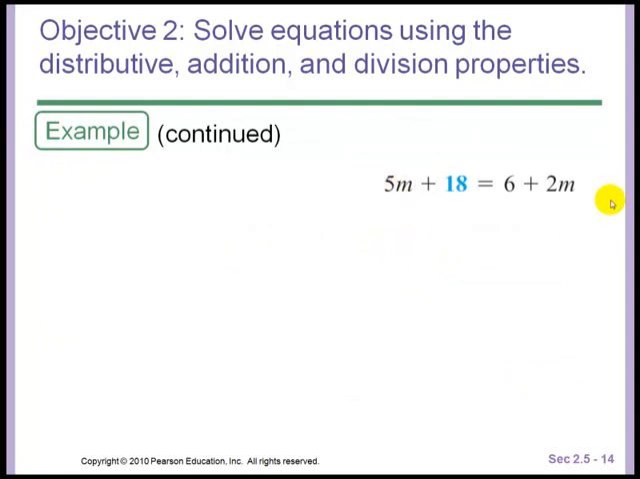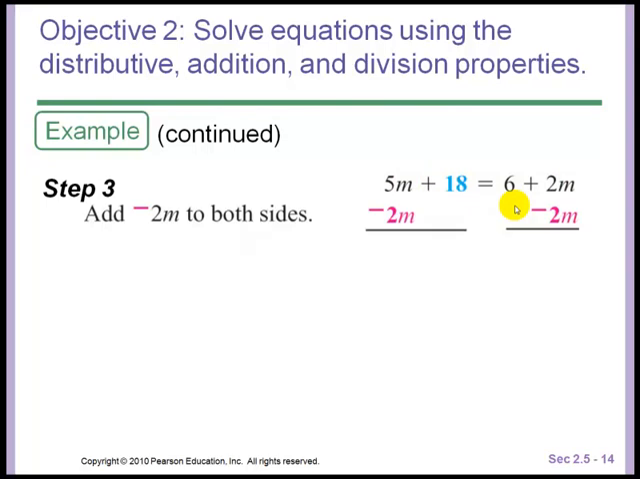Now we need to get the variable term on one side and the constant on the other. So that's step 3. We're going to add a negative 2m to both sides. 5m minus 2m is 3m plus 18. That just stays there, equal stays there, 6 stays there, and 2m minus 2m, or a 2m plus a negative 2m, is 0. We just rewrite that as 6 then, since 6 plus 0 is 6.